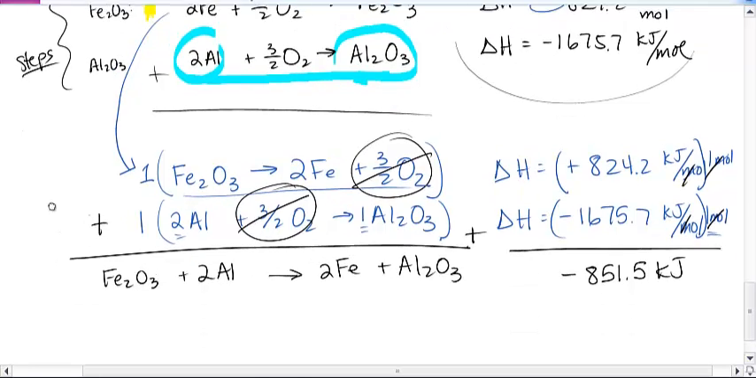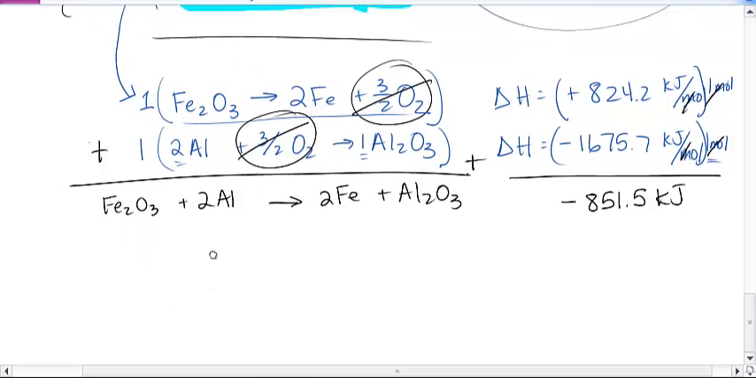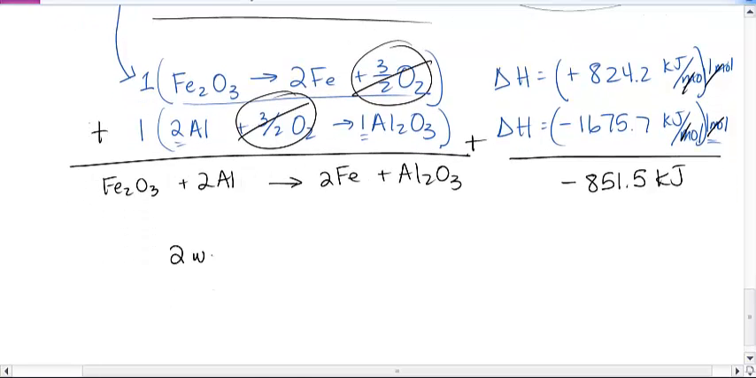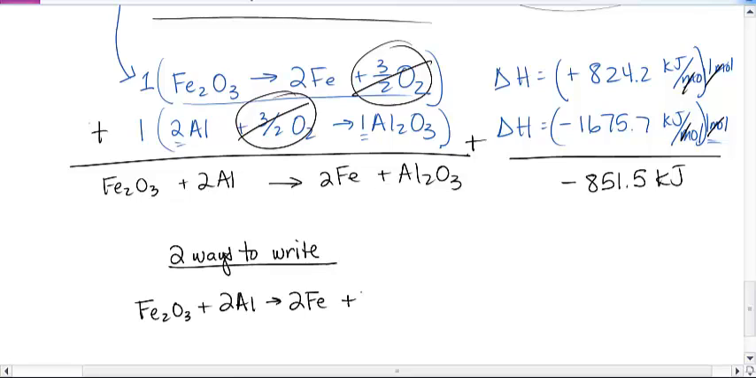All right. I've done the work, but now I need to actually write it. Well, there's kind of 2 ways to write this. One is I've got the actual balanced equation. I'm just rewriting it for a moment here. And to that balanced equation, I attach delta H of the reaction is negative 851.5 kilojoules. Now remember, I said it's often kilojoules per amount of something for delta H of the reaction.